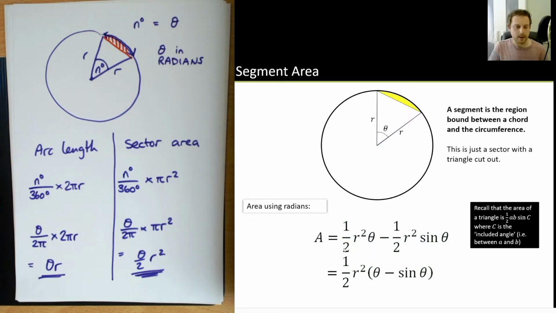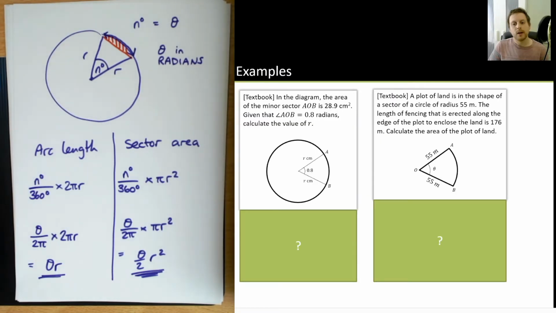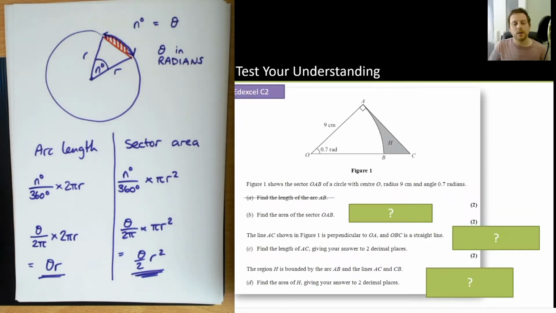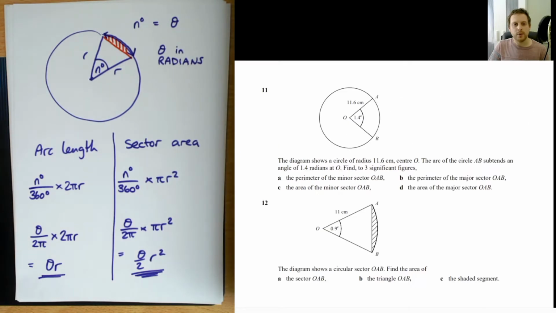I mean, it's even got it here, right? A half r squared theta, that's the area of the sector. Take away a half AB, which is really r squared, because A and B are both r, sine theta. And then actually you can take out a common factor, and this is quite a nice little formula. You don't necessarily need to remember this formula because you could just do each bit separately and then take them away. I mean, you can if you want to. So all of that would have been good practice for you for sure.